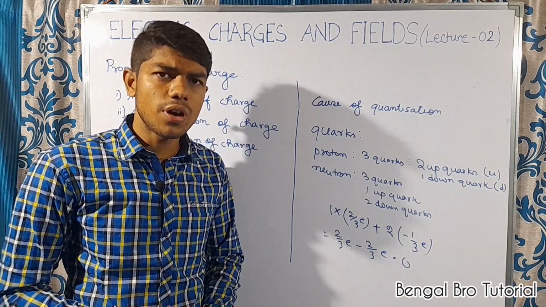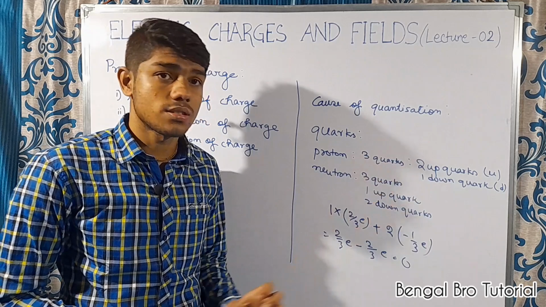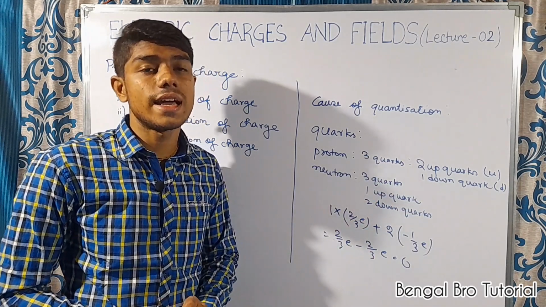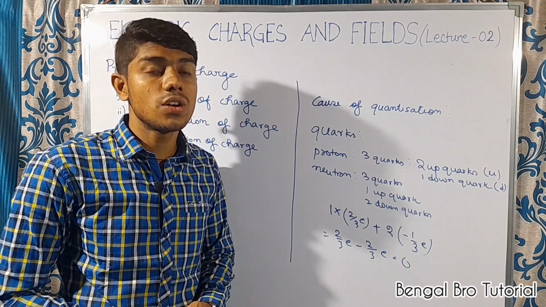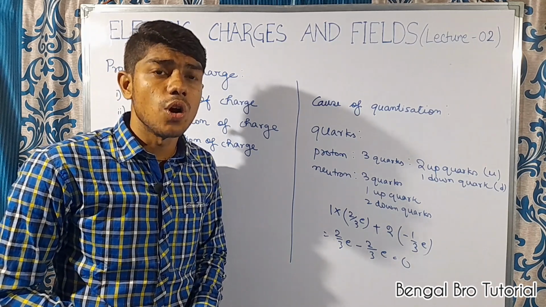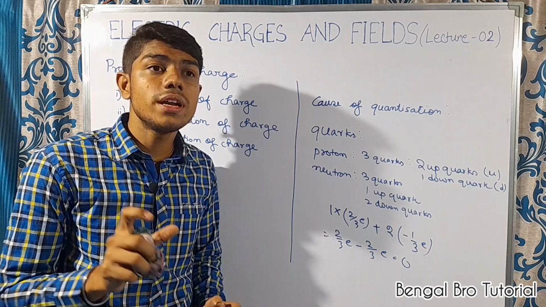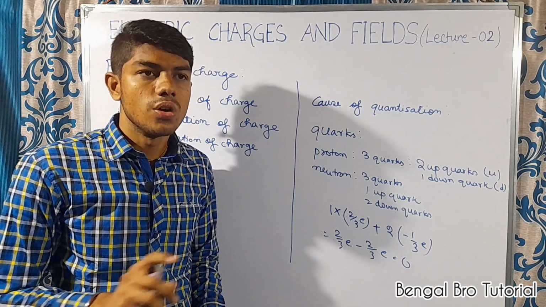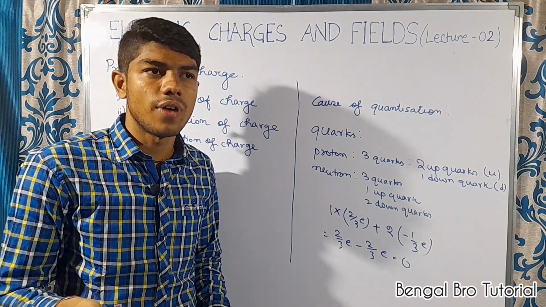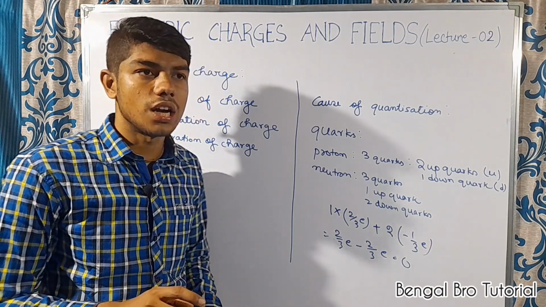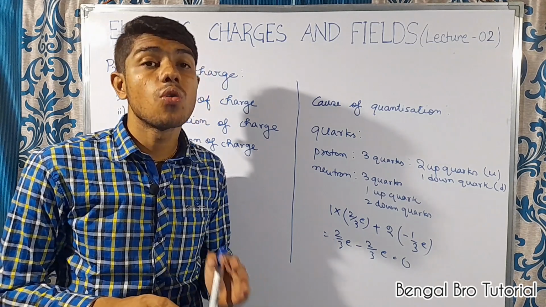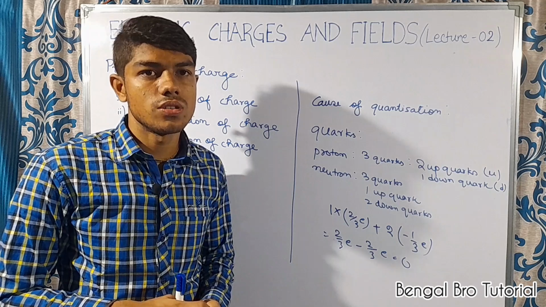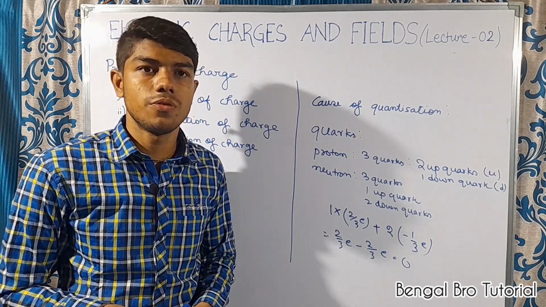Now you may have a question: why is the charge present in a quark not considered the basic unit or basic quantum of charge? This is because so far isolated quarks have not been discovered. Understood? Till now scientists have not found the presence of isolated quarks. That's why quarks cannot be considered a basic quantum of charge.